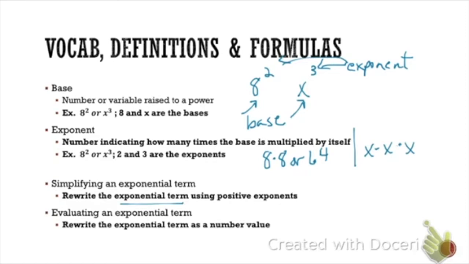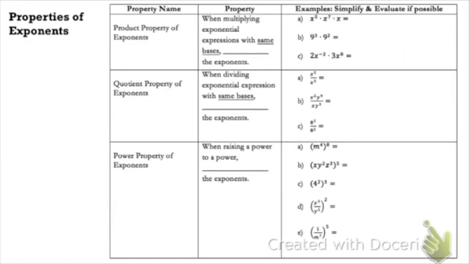Let's start with the properties of exponents. These may be review for you, and they may not. They are really important, though, when we simplify exponent terms. Our first property is called the product property of exponents. We have the product, the quotient property, and the power property. The product property is a shortcut, and it says when you multiply exponential expressions that have the same bases, that's key, then you can add the exponents to get your final answer.